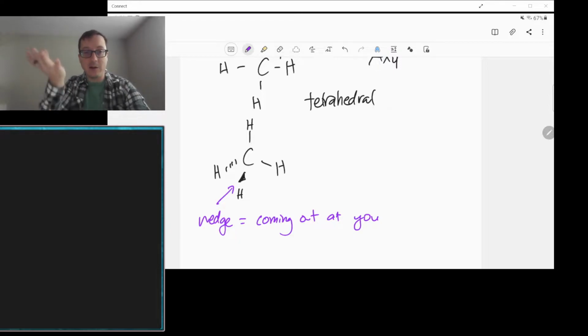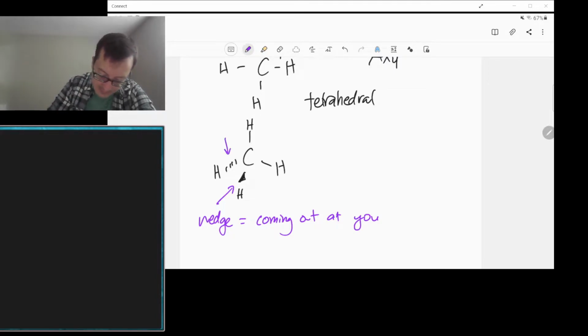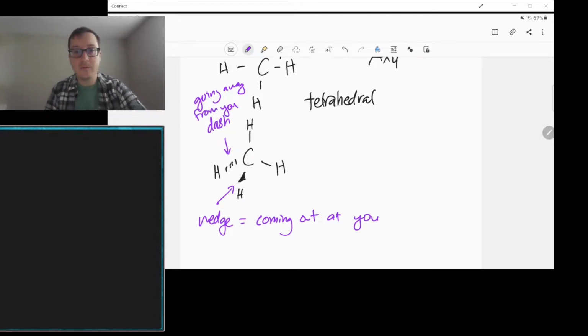So it's coming out of the plane of your paper or tablet or whatever, and it's coming out of the board. And on the other side, we call this thing a dash, and it is going away from you. It's going into the board. So if we want to think about what this looks like, here we go. All right, so here's what a tetrahedron looks like.